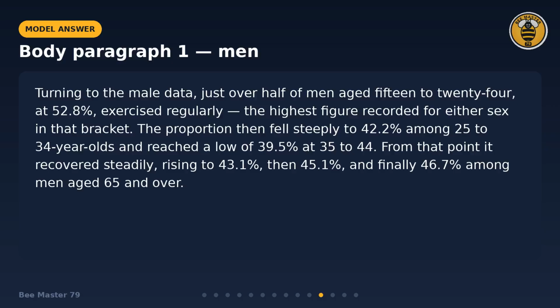Body paragraph 1. Turning to the male data, just over half of men aged 15 to 24 at 52.8% exercised regularly, the highest figure recorded for either sex in that bracket. The proportion then fell steeply to 42.2% among 25 to 34-year-olds and reached a low of 39.5% at 35 to 44. From that point it recovered steadily, rising to 43.1%, then 45.1%, and finally 46.7% among men aged 65 and over.